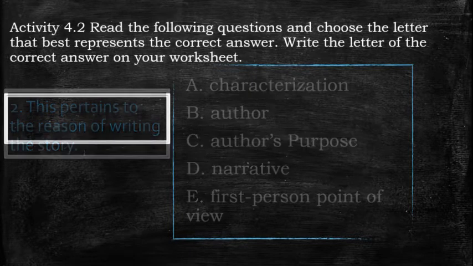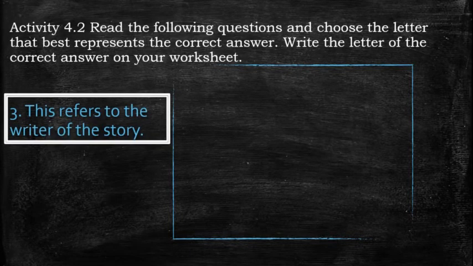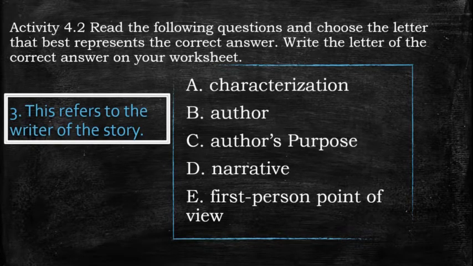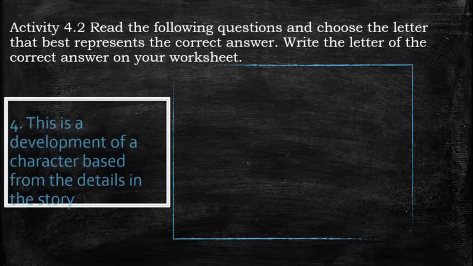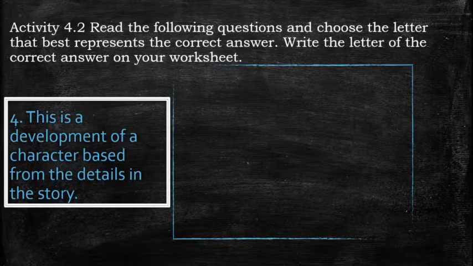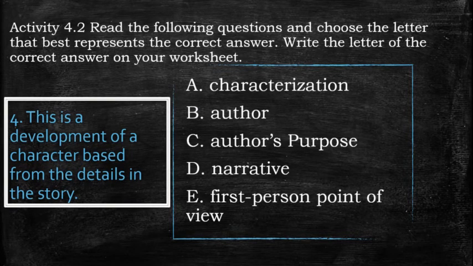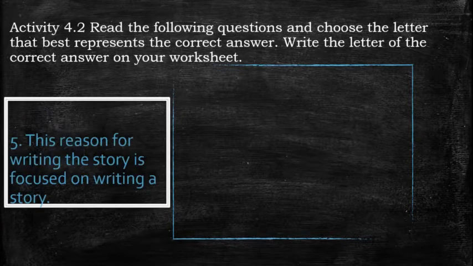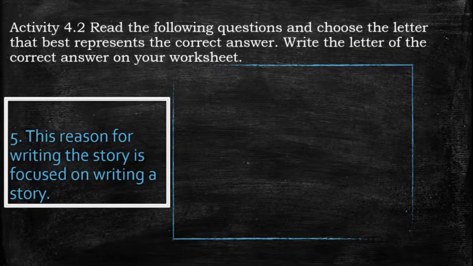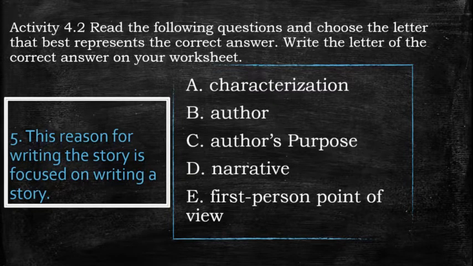Third, this refers to the writer of the story. A, characterization, B, author, C, author's purpose, D, narrative, or E, first person point of view. Fourth, this is the development of a character based on the details in the story. A, characterization, B, author, C, author's purpose, D, narrative, or E, first person point of view. Fifth, this is the reason for writing the story. A, characterization, B, author, C, author's purpose, D, narrative, or E, first person point of view.